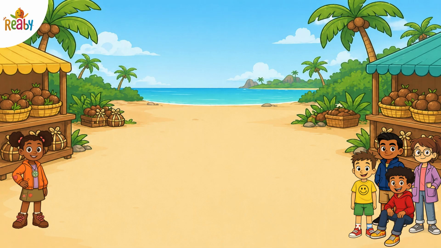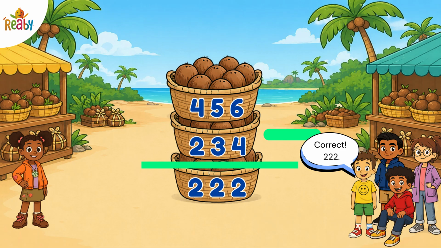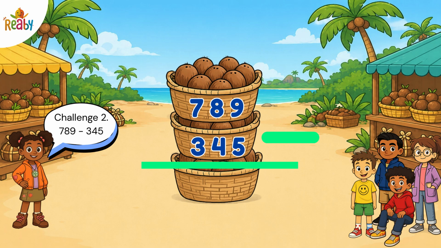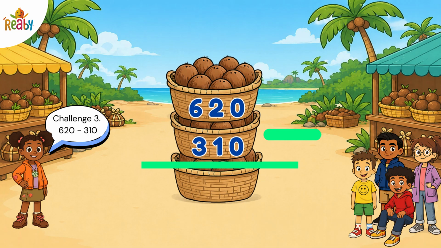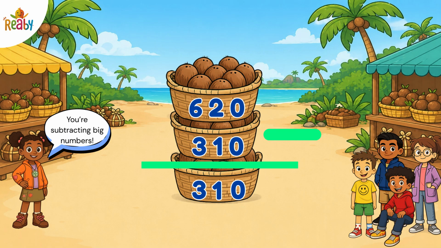Your turn, explorers. Challenge 1. 456 minus 234. Correct, 222. Challenge 2. 789 minus 345. Correct, 444. Challenge 3. 620 minus 310. Correct, 310. You're subtracting big numbers.